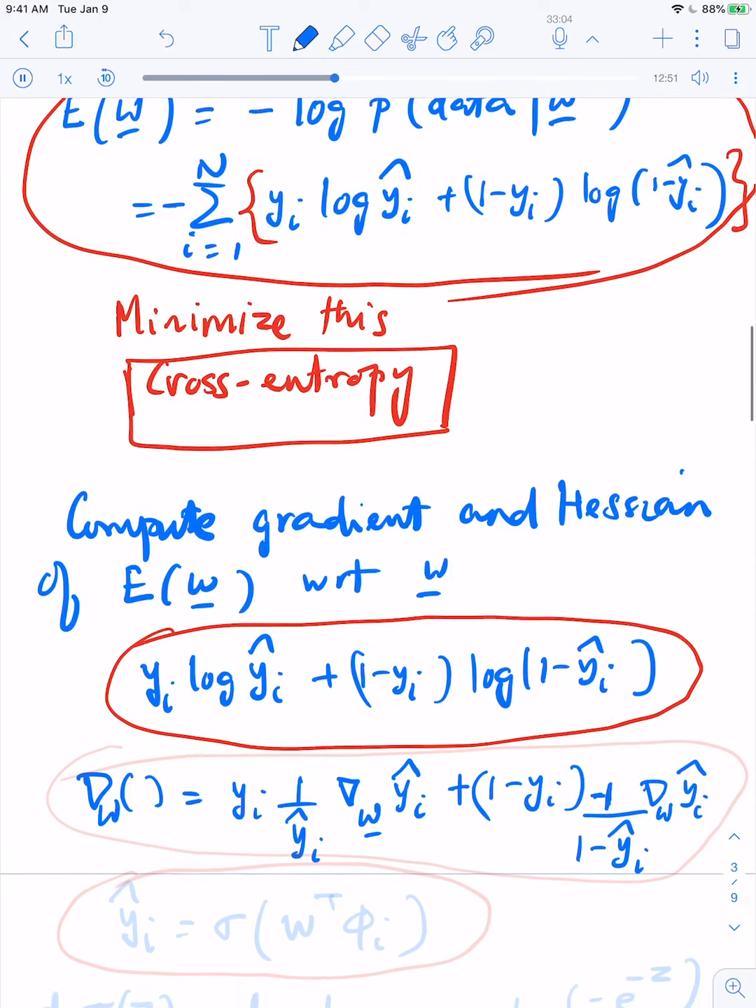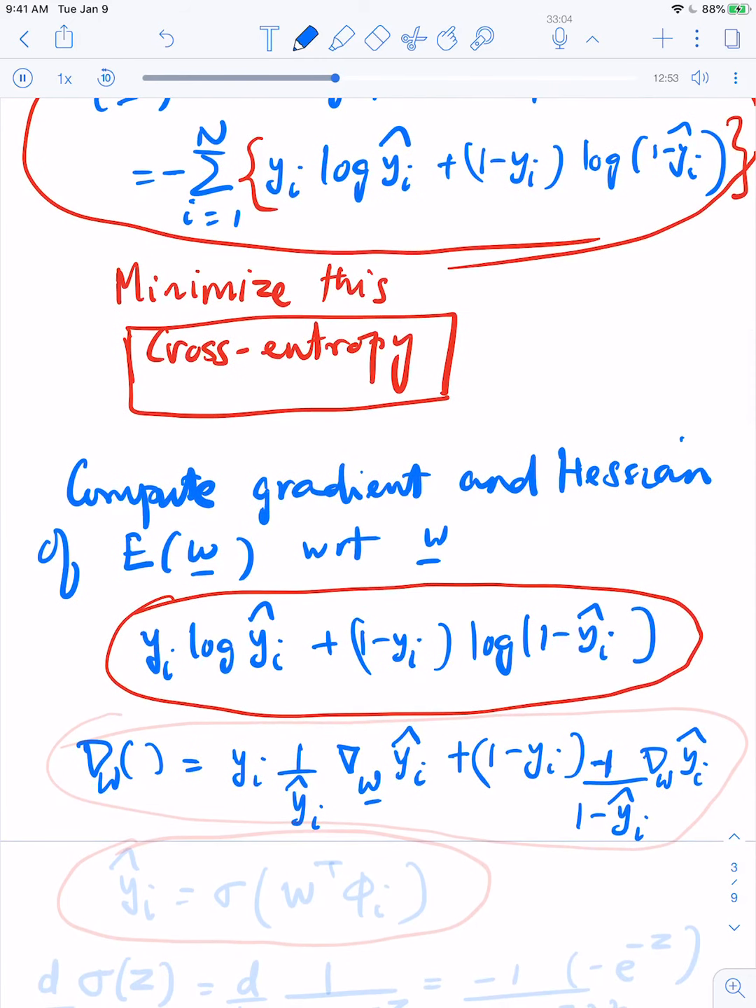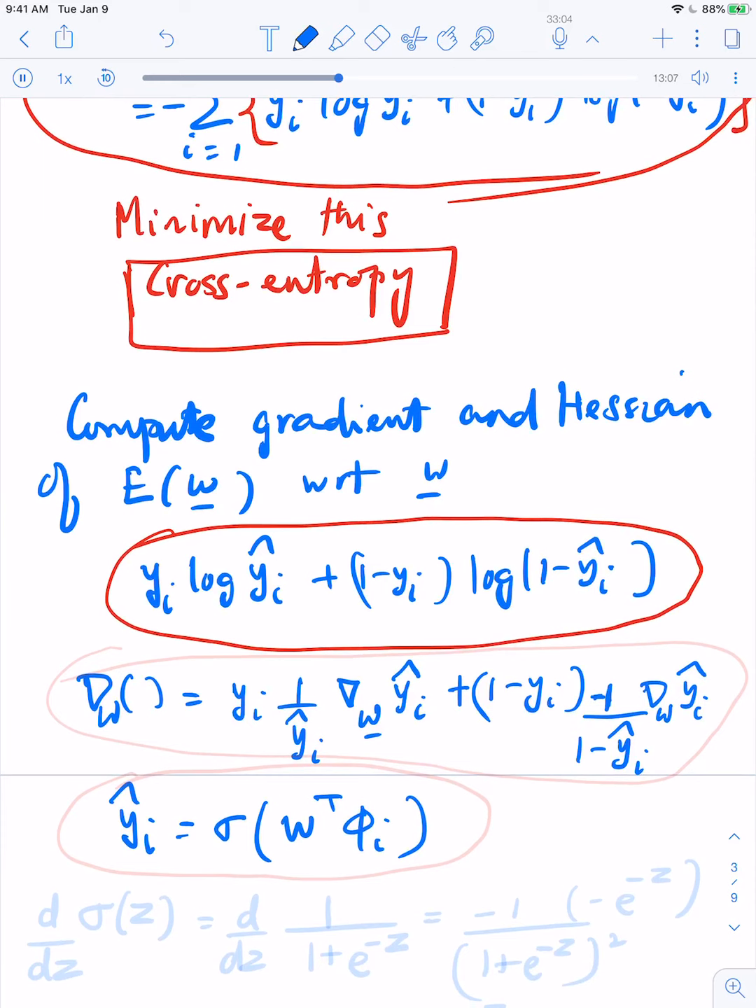So it's clear that I need to compute the gradient of Yi hat here. So let's take a break and do that. So now what's Yi hat? Yi hat is the logistic function operating on W transpose phi. Right. So again, I'll have to apply the chain rule here. So before doing that, let me just find the derivative of the logistic function. So let me look at sigma of z and its derivative.